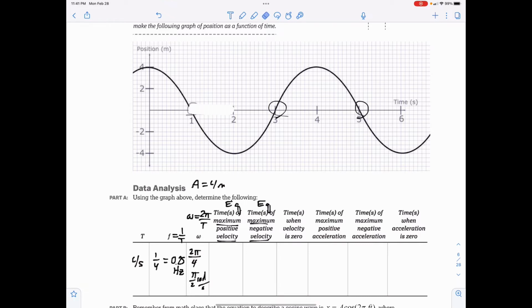Now, we're not going to put 1 through 5 seconds for each one because, for instance, this here has a negative slope. Therefore, this is negative velocity. This right here has a positive slope. This would be positive velocity. This here has a negative slope. This would be negative velocity. So the only time of positive maximum velocity would be 3 seconds, whereas the times of negative maximum velocity would be 1 second and 5 seconds.